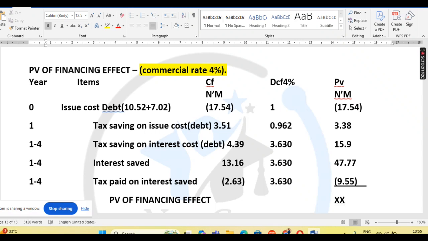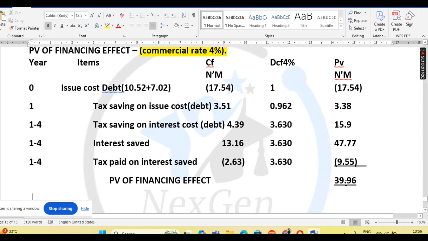So what is the PV of financing effects? 39.96, positive. Is that correct? Class, confirm that. Yes, correct, sir.